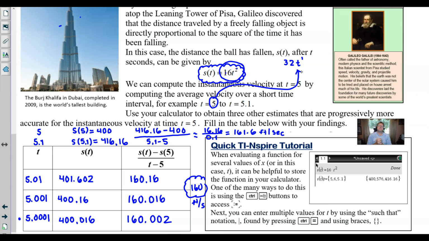But this is just meant to be an introduction on how you can take average velocity and sort of tweak it and turn it into an instantaneous velocity, and to introduce one of the most important parts of all of calculus. It's going to be a long journey together. I hope you enjoy it just as much as I do.